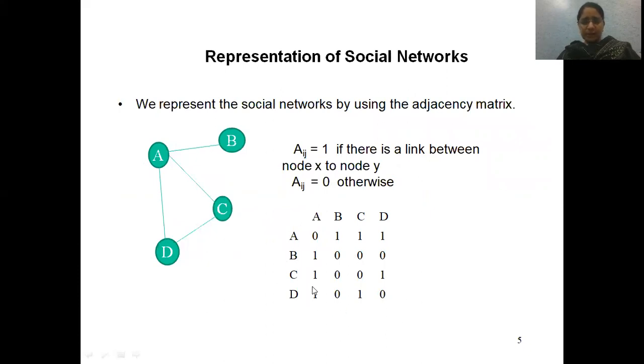This table is the adjacency matrix. For A to A, because a self loop is not there, we take 0. For A to B, A to C, and A to D we take 1, 1, 1, because there exists a link from A to B, A to C, and A to D. So this is the representation of social networks.